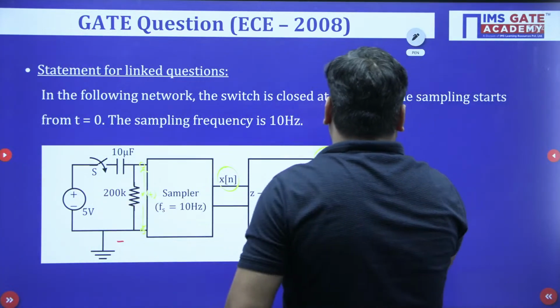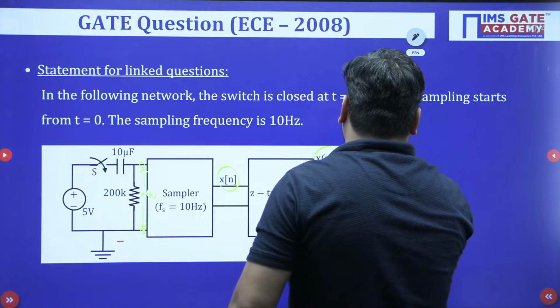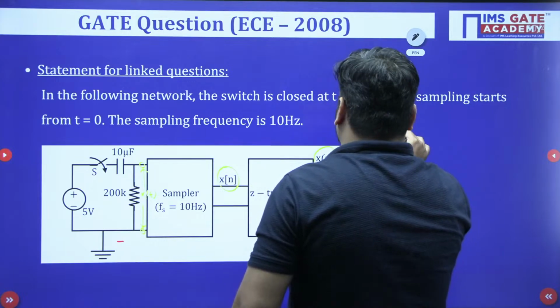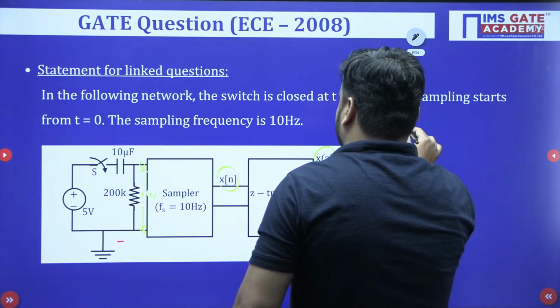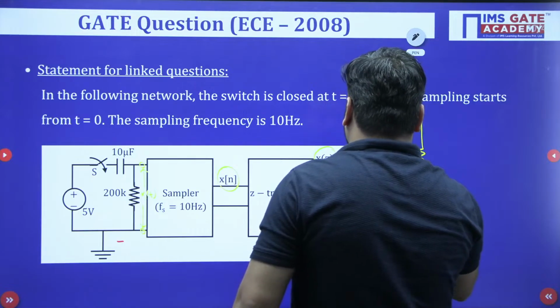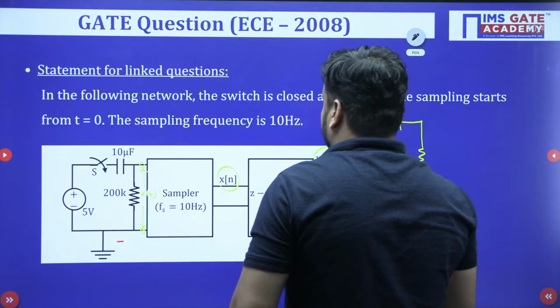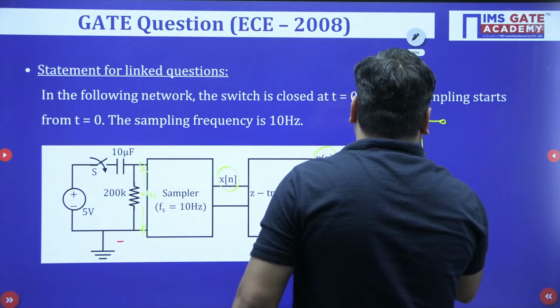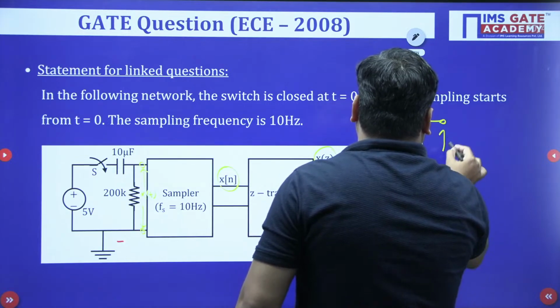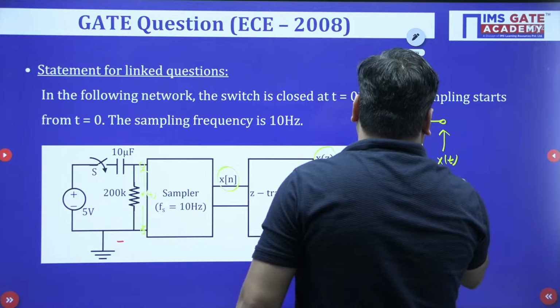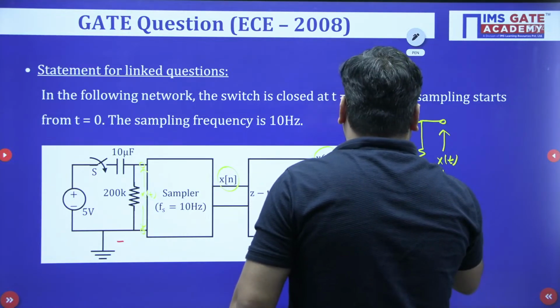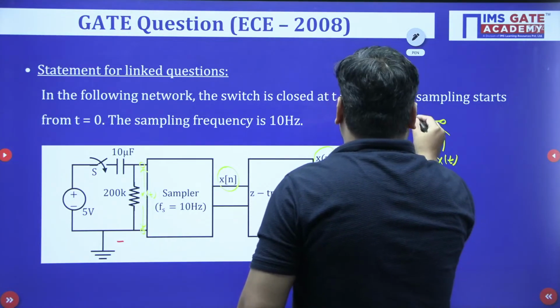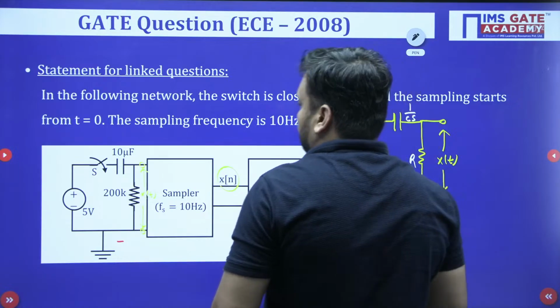Should I write here plus minus 5 volt? And here I am taking a capacitor, here I am taking a resistance, and this is a circuit. And here I am looking for x of t. If I am looking for x of t, then here is what, guys? R, and here is what? 1 upon Cs, the capacitance value.